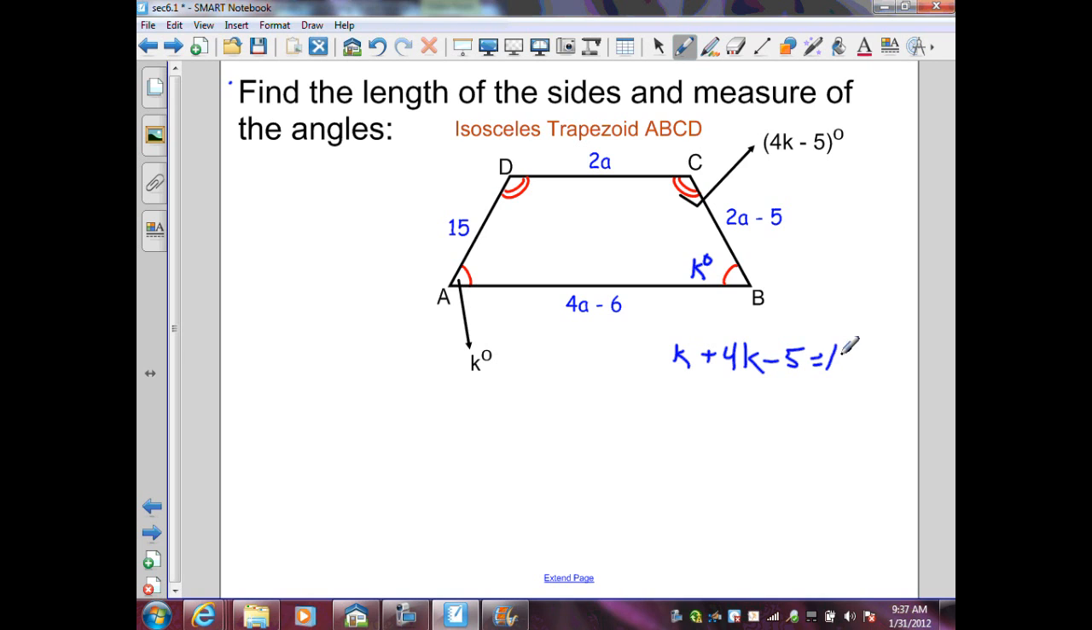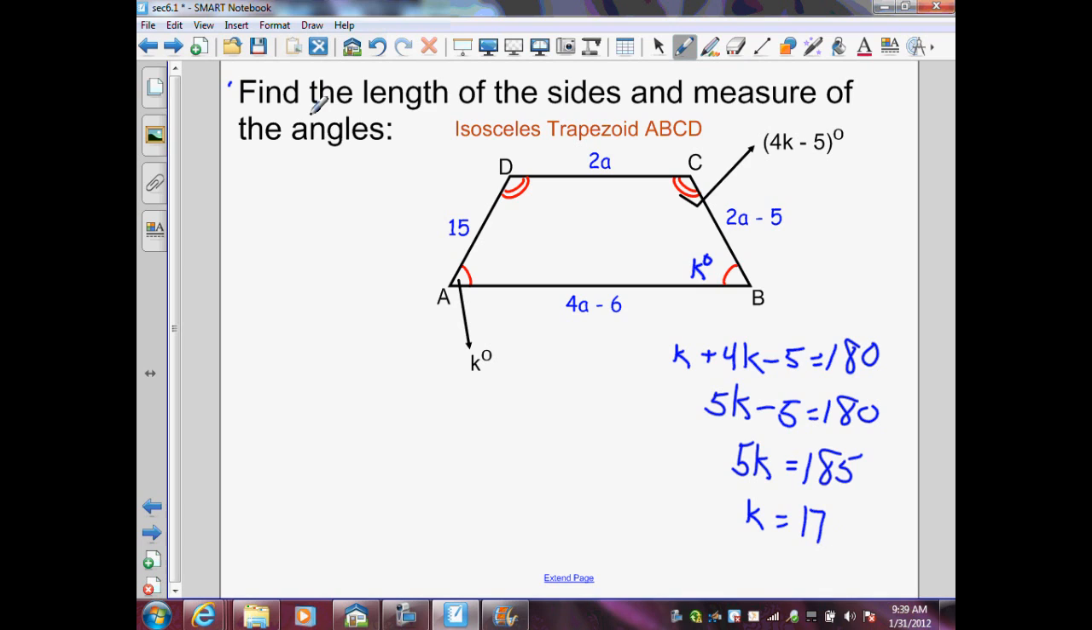And I can set that equal to 180 degrees. Then I can solve that equation and get the value of k. k plus 4k is 5k minus 5 equals 180. Add 5 to both sides, I'll get 5k equal to 185. Divide by 5, I get k equal to 17.